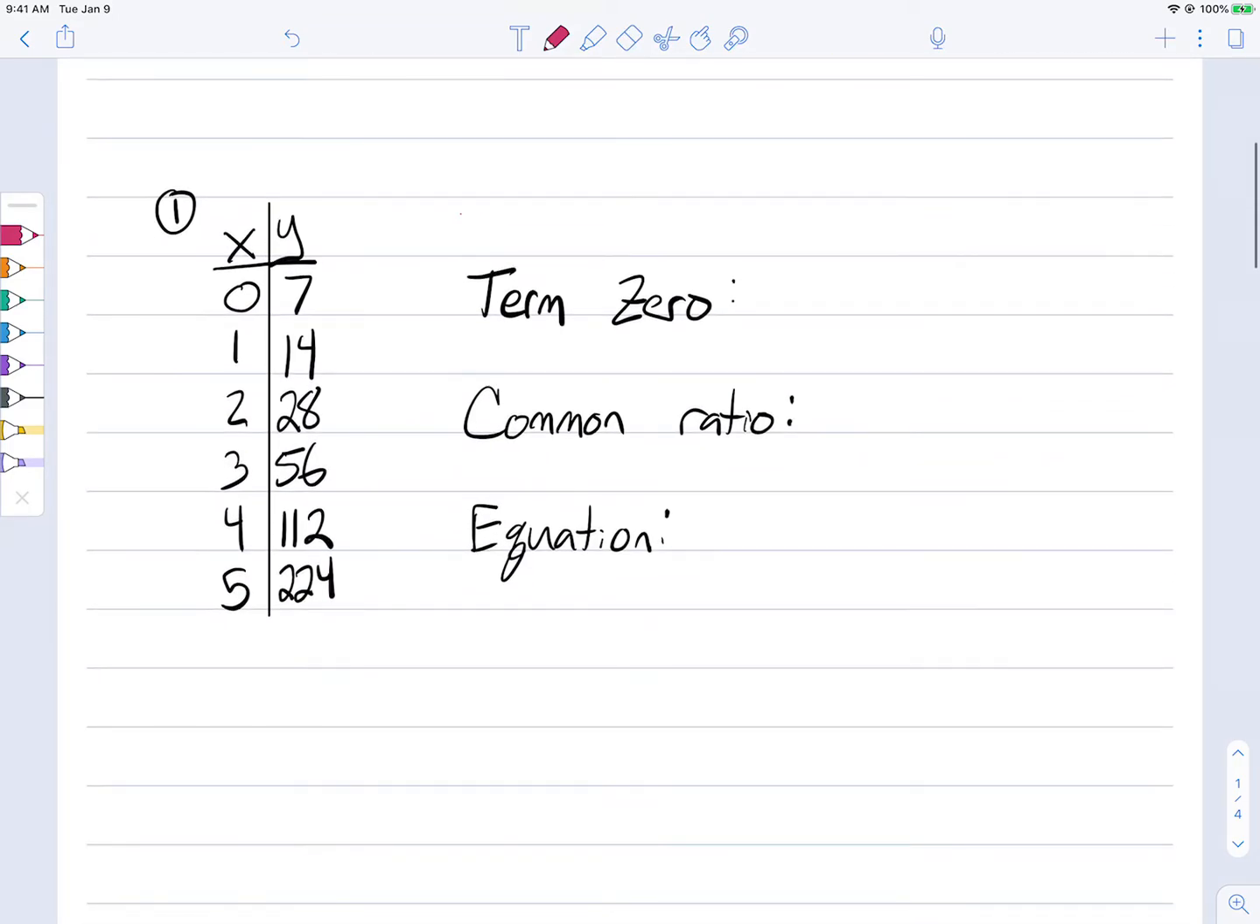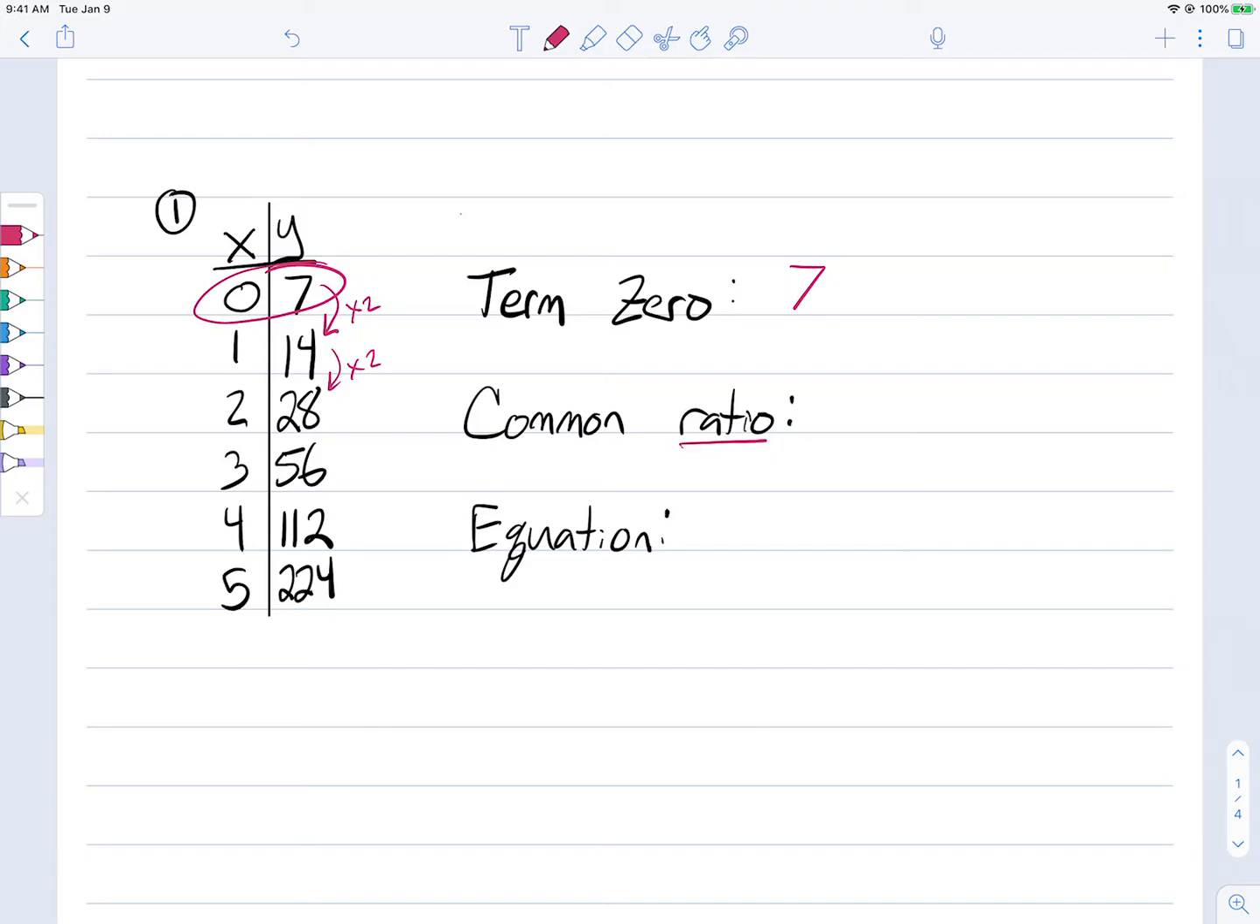So let's see if we can do this. We have this table of values. Now our term 0 is on the table. It is a 7 because when x equals 0, it is 7. So it's our very beginning. Now if we look at our common ratio, there's two ways to think of this. What are we constantly multiplying over and over again? Because we're talking about multiplying. So 7 times 2 is 14, 14 times 2 is 28, and so on.